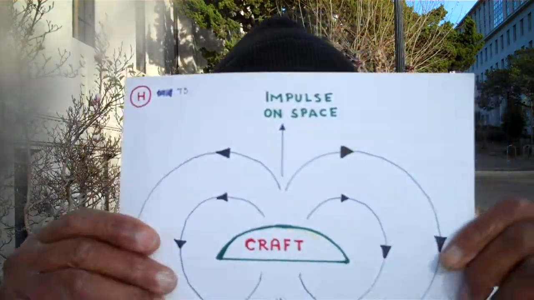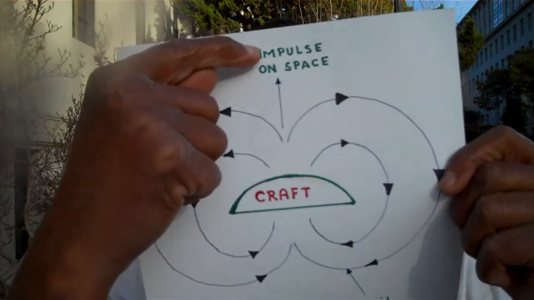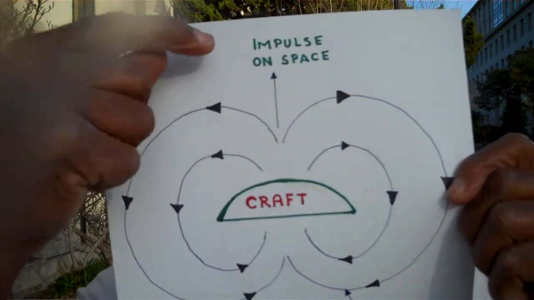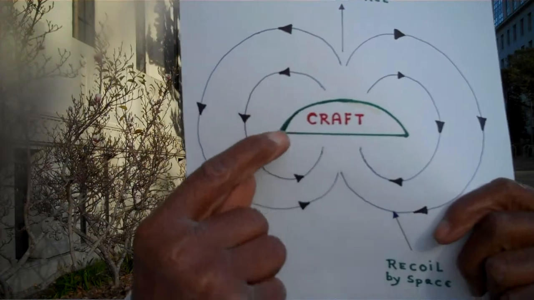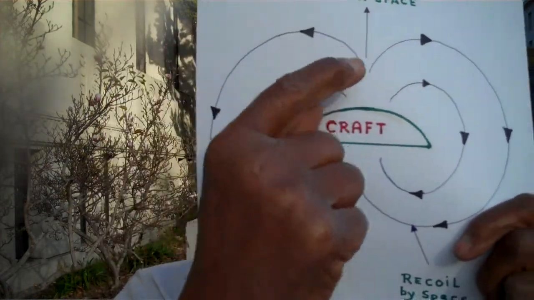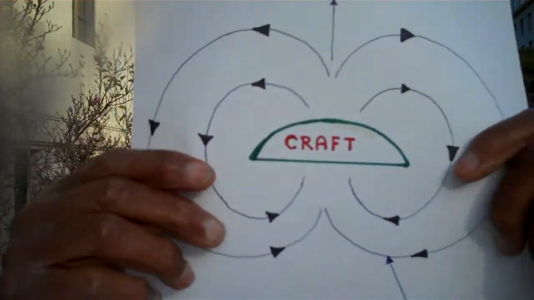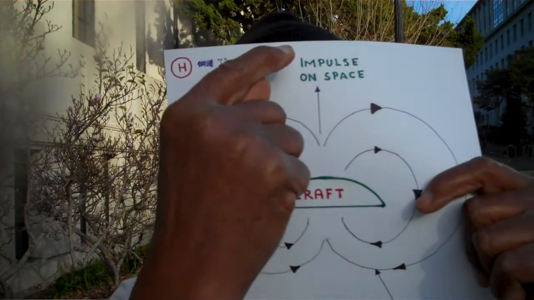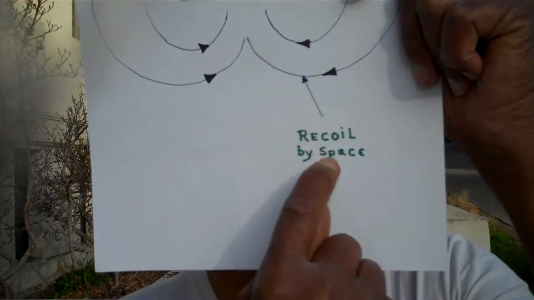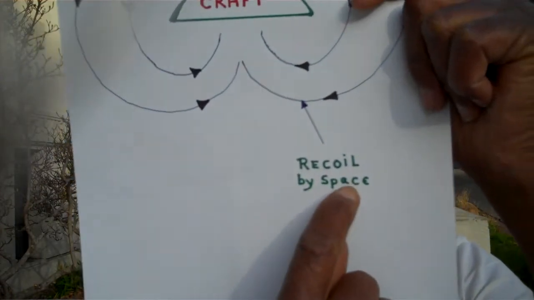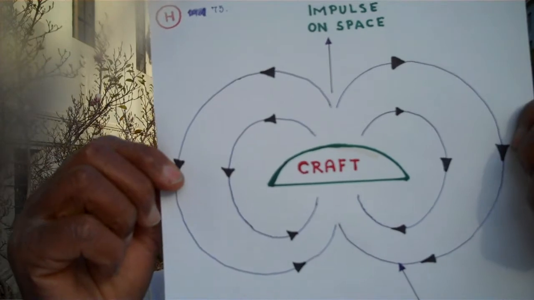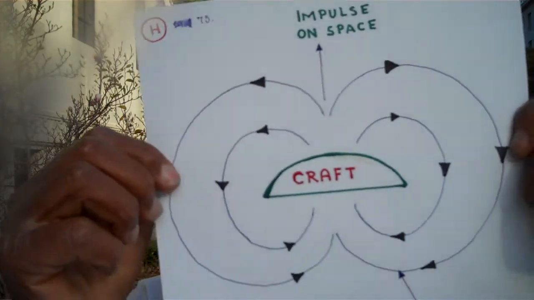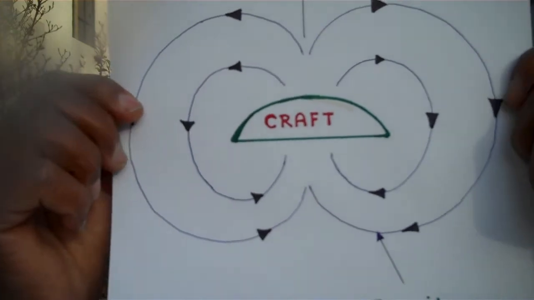Hold on, please. Look at this drawing. This is the impulse on space, impulse on the ether. This is a Tesla ship, a craft, a flying craft. Look at the field. This is a recoil. Once you have an impulse on space, you have an automatic recoil by space, which propels the craft in the positive direction, the more positive direction of the craft itself.